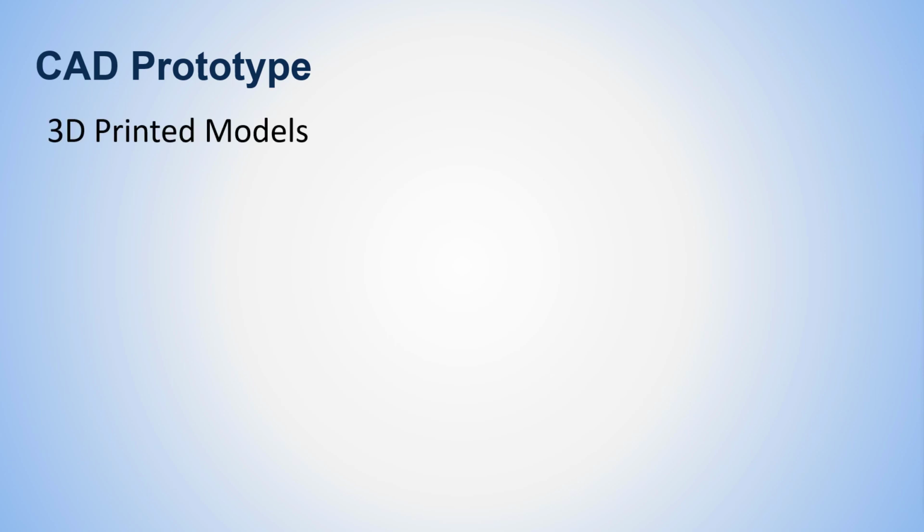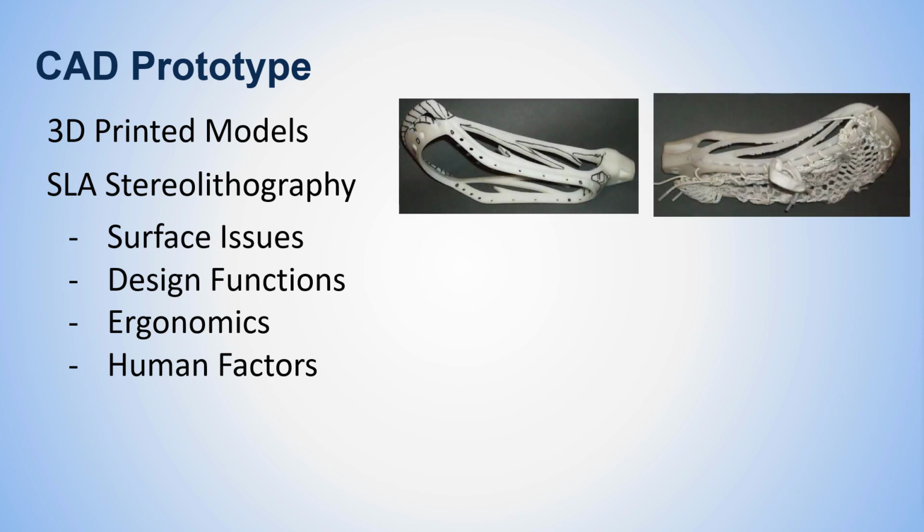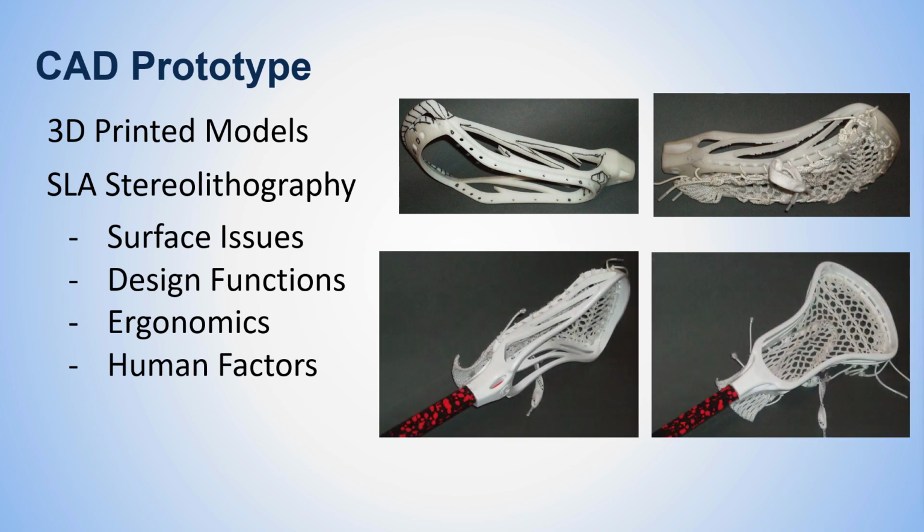You can then take it to the next level with 3D printed models. Basically we go through SLA, which is stereolithography, and there we can develop and look at surface issues, design functions, ergonomics, and, more importantly in this type, human factors. Now these are actual prototypes, and you can see some sketching on the actual prototype in order to maybe change some of the areas that seem to be problems. And in testing these prototypes, depending on what material you use, you could add more structure and engineering to the part, as we did here. And then the lower pictures you can see here were actually a final prototype.